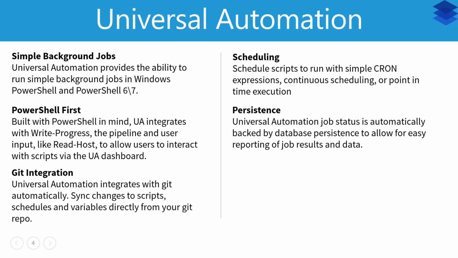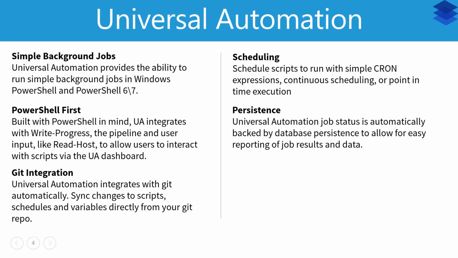And I love this one. It's Git integration. So source control is something that, as PowerShell people, we've been talking about for a long time. And when we were putting together Universal Automation, the question came about, how do we integrate with source control? Is it going to be something that we do after the fact? And actually what you'll see is Universal Automation has its own internal integrated Git engine under the covers.